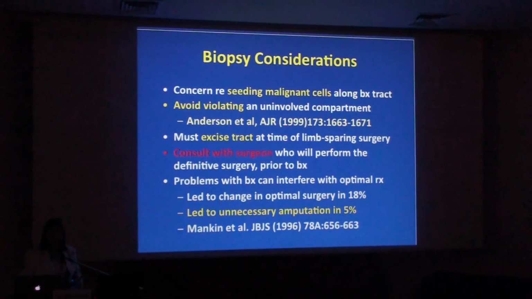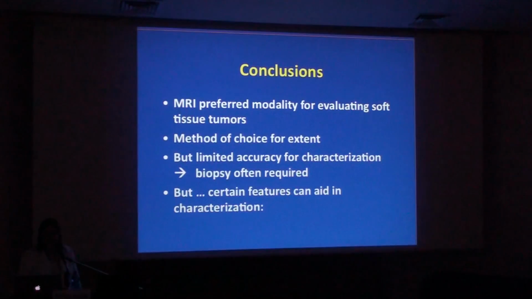And so it's very important to consult with the surgeon who's going to be doing the definitive surgery, because they make an effort to excise the biopsy tract at the time of limb-sparing surgery. And Mencken did a study that showed in a not insignificant percentage of cases, problems with the biopsy caused them to change to a much more extensive surgery, and in some cases actually led to an unnecessary amputation. So if you see a mass like this and somebody asks you to biopsy it, find out who's going to be managing the surgical part of that and work with them to pick the appropriate biopsy tract.